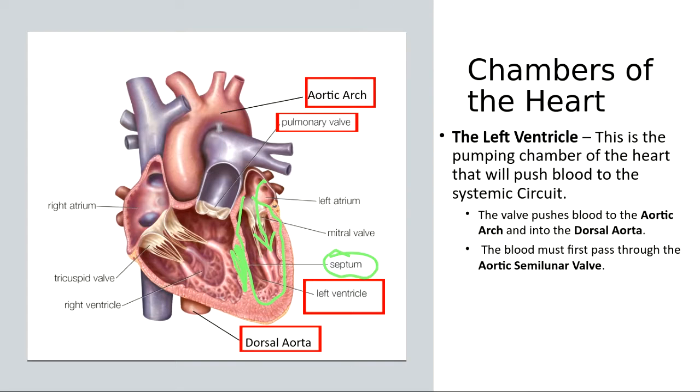and it gets pumped into the aorta. Now, not pictured here is the aortic semilunar valve, which is a valve that looks like the pulmonary valve, but it's at the base of the aorta. So it does the same function. It prevents blood from backing up. So from the aorta, the blood will travel throughout the blood vessels that will take it to the body. So that's the systemic circuit.